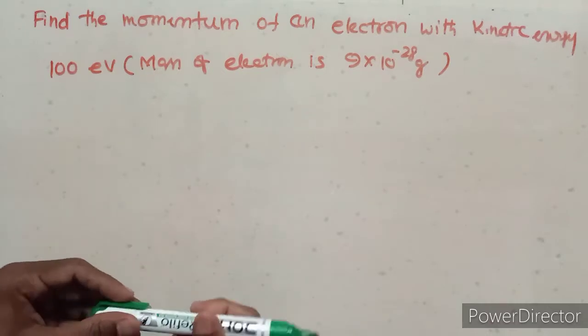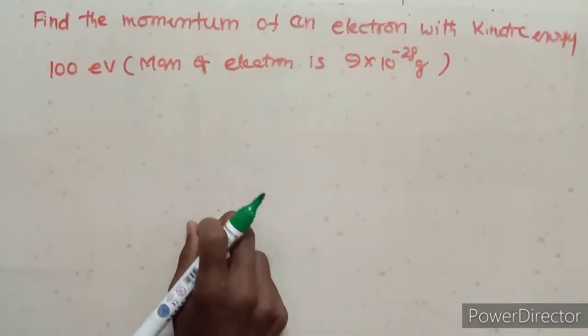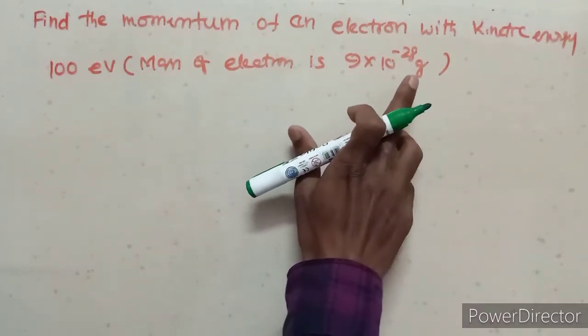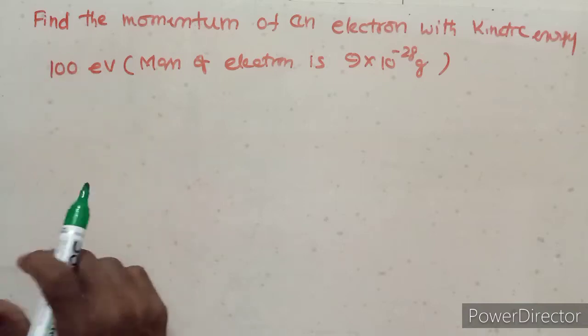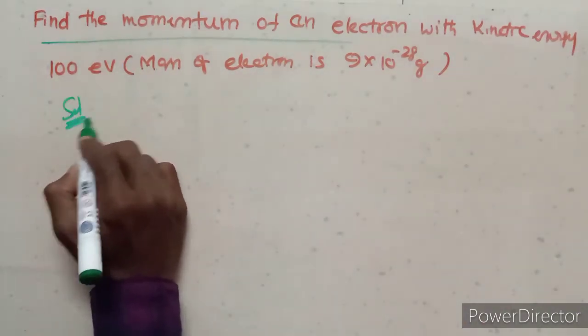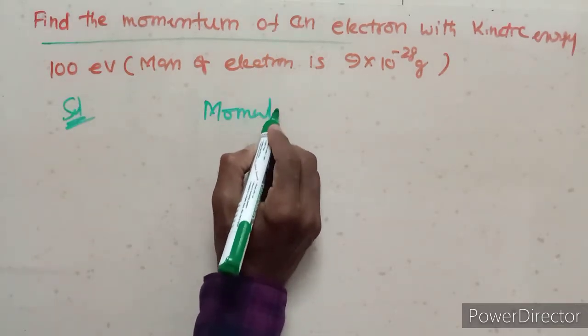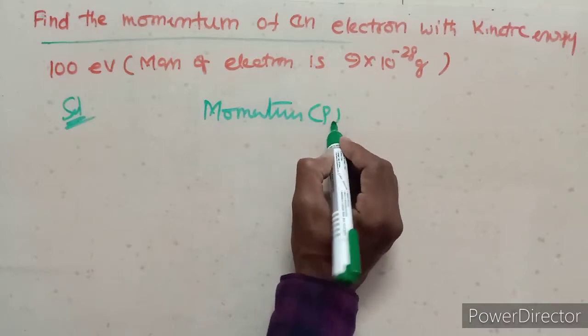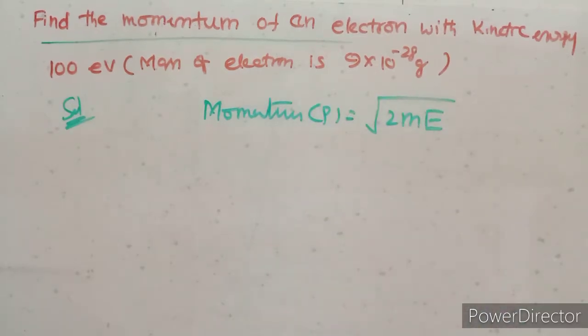Find the momentum of an electron with kinetic energy 100 electron volts. Given mass of electron is 9 into 10 to the power of minus 28 grams. So here, find the momentum. What is the formula of the momentum? Solution: momentum P equals under root 2 mE. Here E is the kinetic energy.